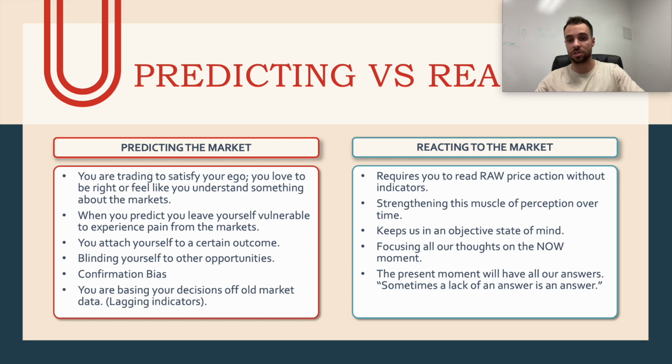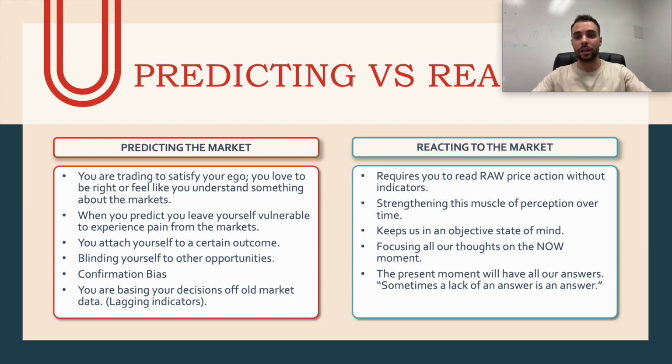We'll get to how you can solve that in a second on reacting. But predicting also causes you to be attached to a certain outcome of your trade. Like I mentioned before, you need the market to move in a specific direction versus waiting and being objective to seeing what price is telling you. Now, one of the most important things is when you predict the market, you blind yourself to other opportunities.